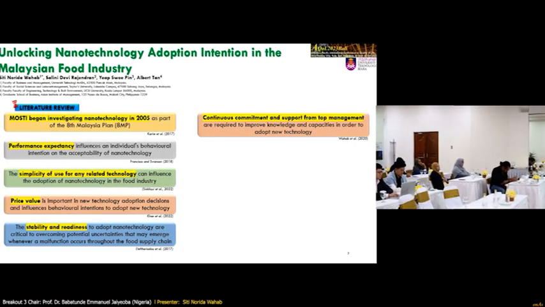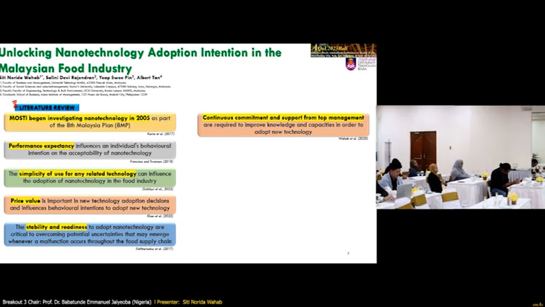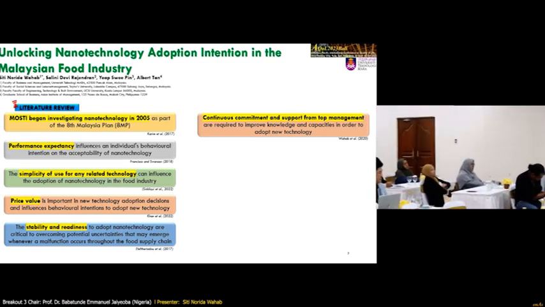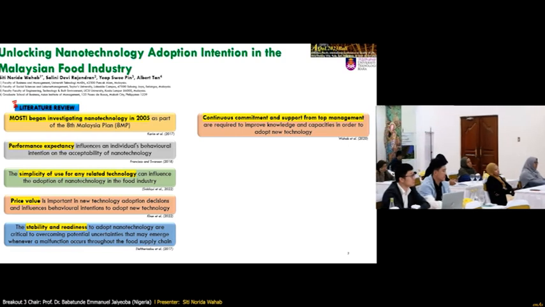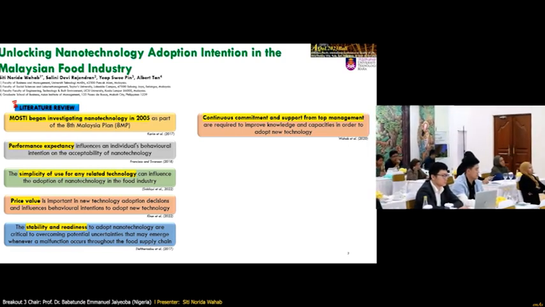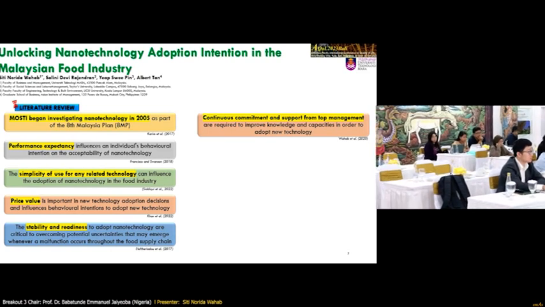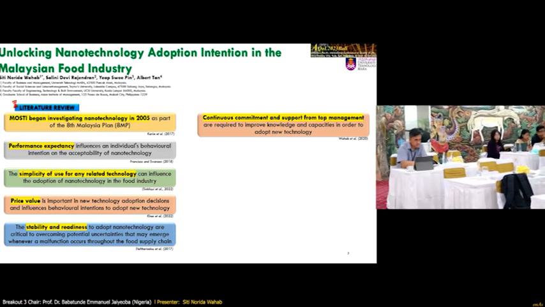So this is some of the literature. I'm not going to read one by one because we are running out of time. I just highlighted a few, okay. So in Malaysia, mostly it is the ministry, okay, that tries to look into technology adoptions. They also put the nanotechnology applications under the 8th Malaysian Plan, number one.